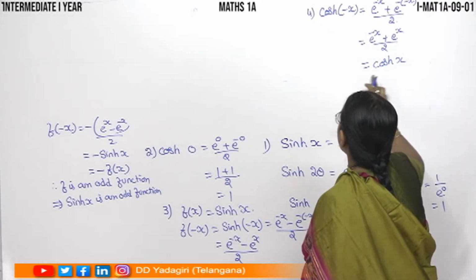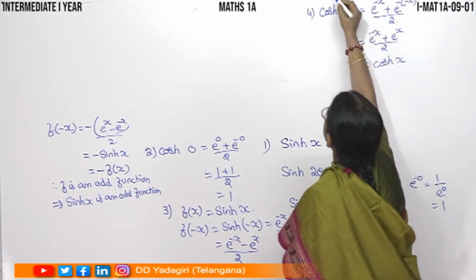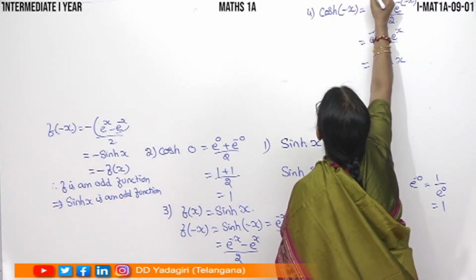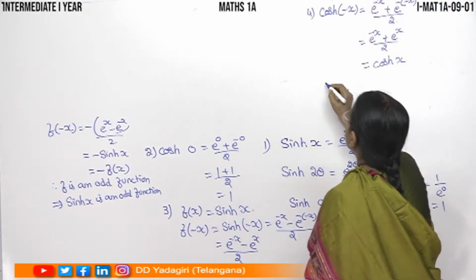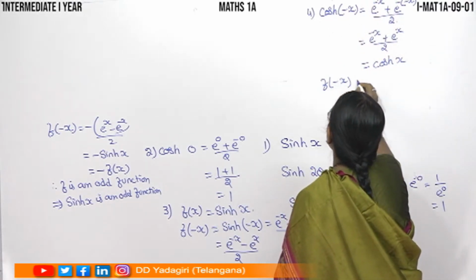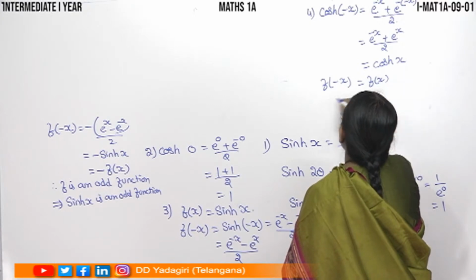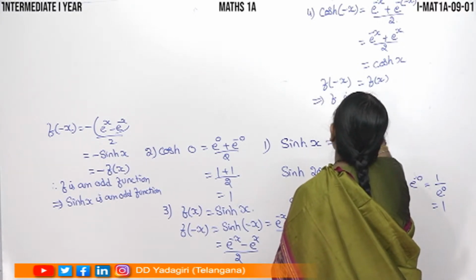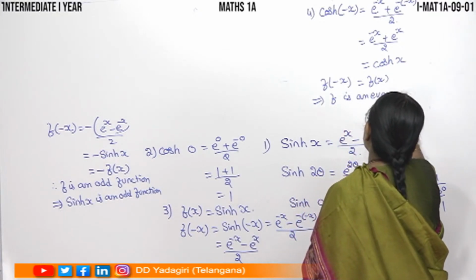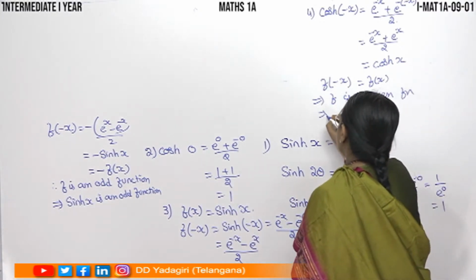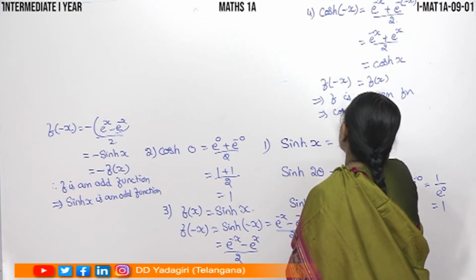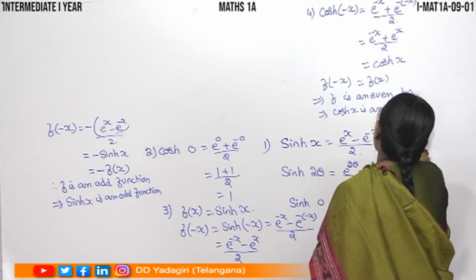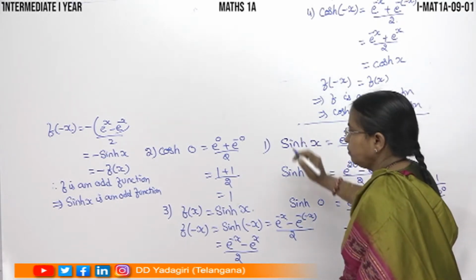If you take this as f of x, cosh of x, suppose that f of x is cosh x. Then you prove that f of minus x is equal to f of x, which implies that f is an even function. So even function, what is it? f of x equals cosh x. So cosh x is an even function.